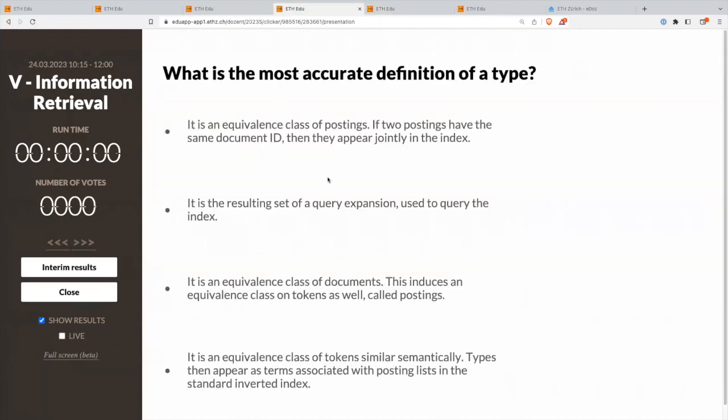And here, what is the most accurate definition of a type? Remember, we talked about types. It's an equivalence class of postings. If 2 postings have the same document ID, then they appear jointly in the index, or it's the resulting set of a query expansion used to query the index, or it's an equivalence class of documents. This induces an equivalence class on the tokens as well, called postings. Or is it an equivalence class of tokens, similar semantically? Types then appear as terms associated with posting lists in the standard inverted index. So what is a type?